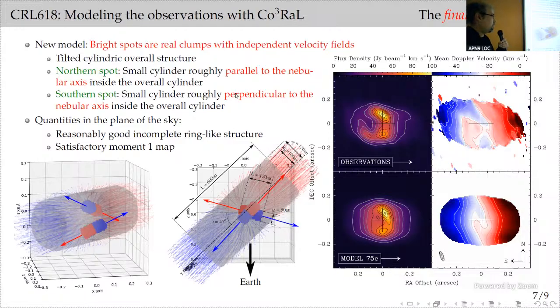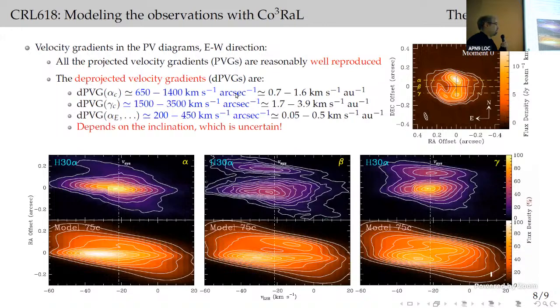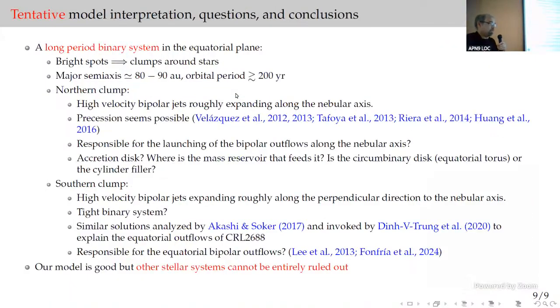With this model, we can see how the structure of the central ring is very well reproduced. There are some small details that suggest that the model is not perfect, of course, and it should be even more complex. So these are the PV diagrams. As you can see here, all the gradients are more or less reproduced.